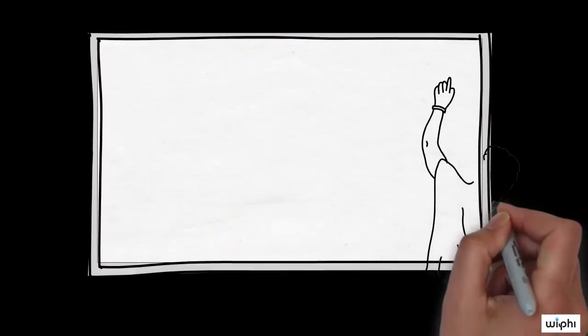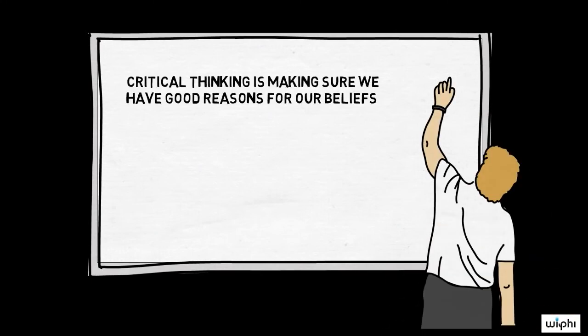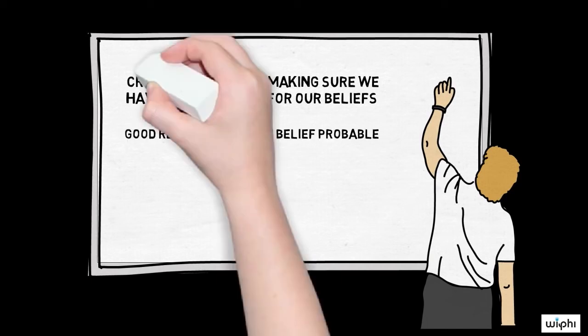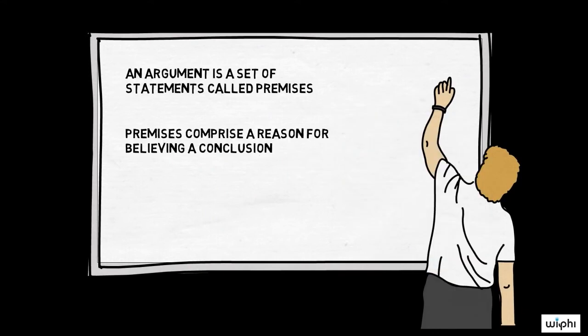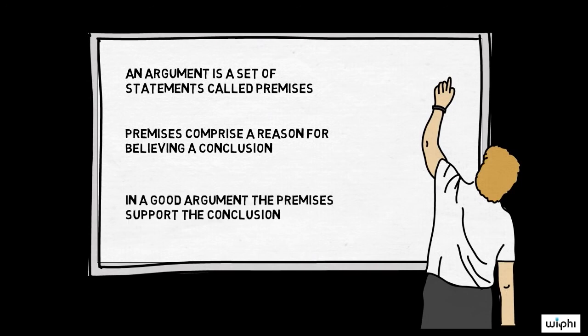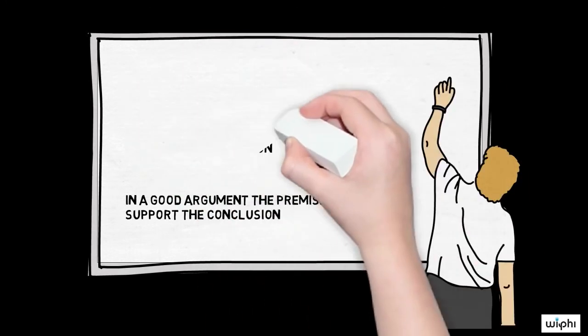Okay, so summing up this lesson, critical thinking is making sure that we have good reasons for our beliefs, where we understand a good reason as one that makes the belief probable or likely to be true. An argument is a set of statements, which we call premises, that together comprise a reason for another statement, which we call the argument's conclusion. And in a good argument, the premises support their conclusions. That is, the premises give you a good reason for believing the conclusion because they make it probable.